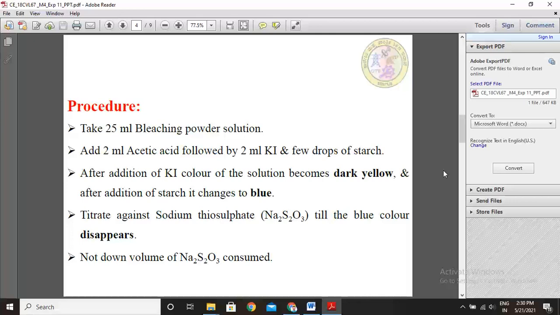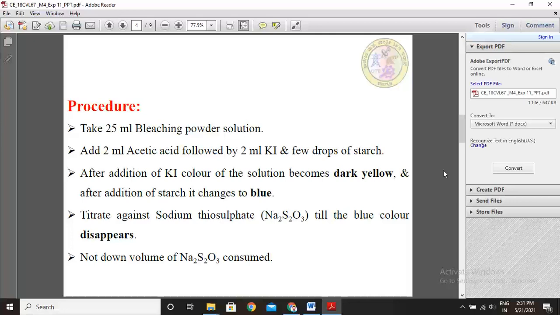Take 25 ml bleaching powder solution. Then add 2 ml glacial acetic acid followed by 2 ml potassium iodide and a few drops of starch. Okay, second step, you finish. After addition of KI, the color of the solution becomes dark yellow, and after addition of starch it changes to blue. So you remember these steps while adding the solution to the bleaching powder in the conical flask.